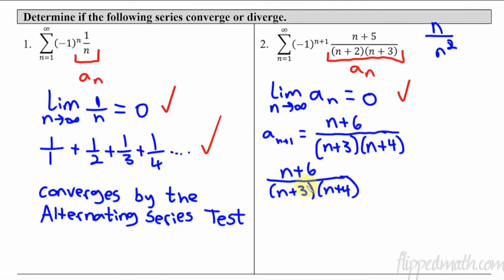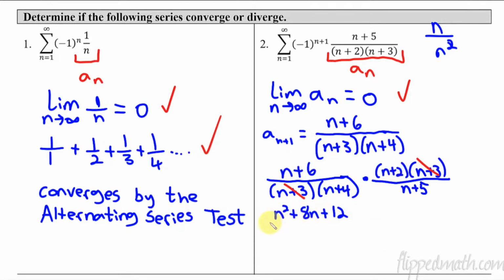And now instead of dividing by A of n, I'm going to multiply by its reciprocal. So the reciprocal of this: n plus 2 on top times n plus 3, all over n plus 5. So now let's see, is this thing less than 1? How do I know that? I'll show you. We're going to cancel out the n plus 3. And then I'm going to multiply out the long way. n plus 6 times n plus 2 gives n squared plus 8n plus 12. And then all over, n plus 4 times n plus 5 gives n squared plus 9n plus 20.